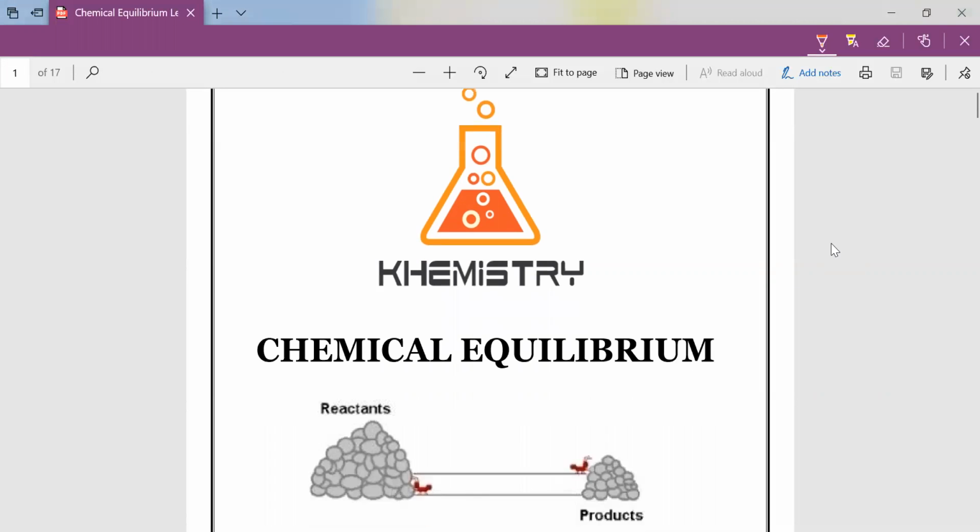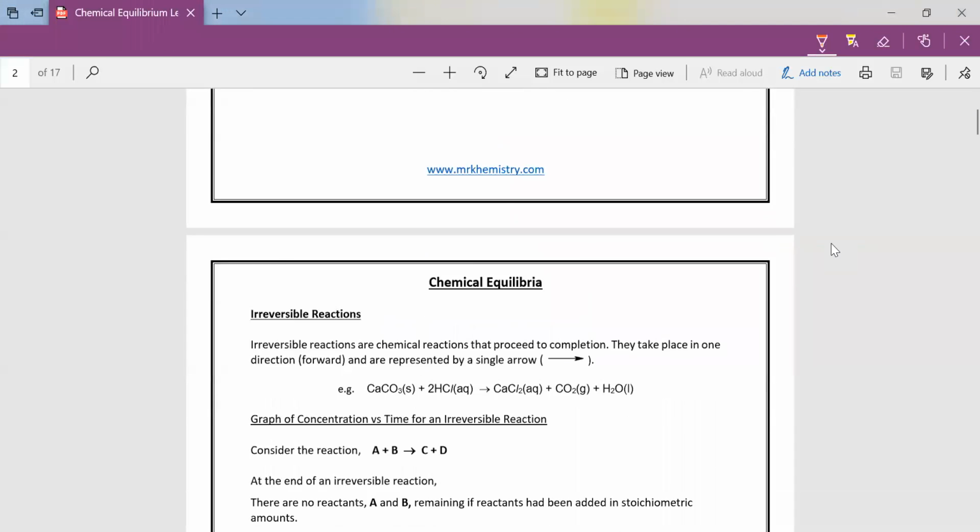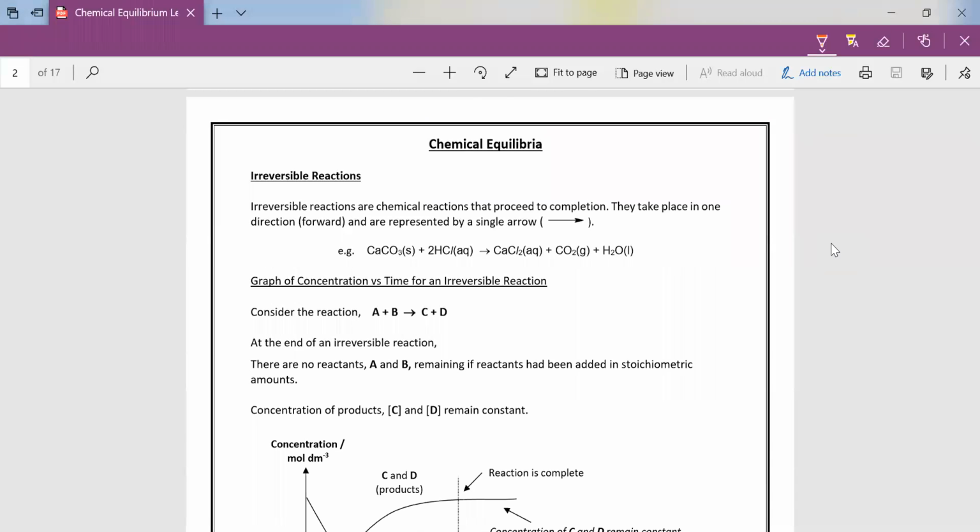Okay, so this lesson is on chemical equilibria. Basically you know that for chemical reactions, there are irreversible and also reversible reactions. For this particular chapter, we're going to look at reversible reactions.